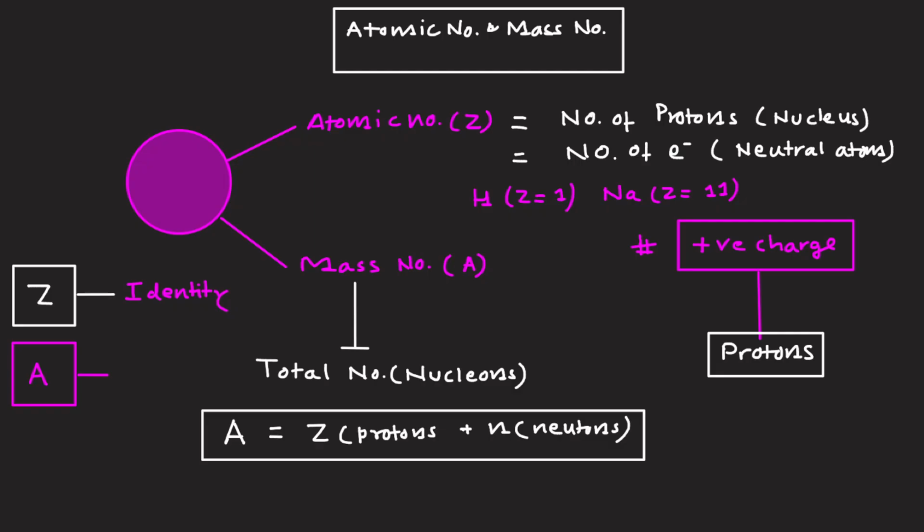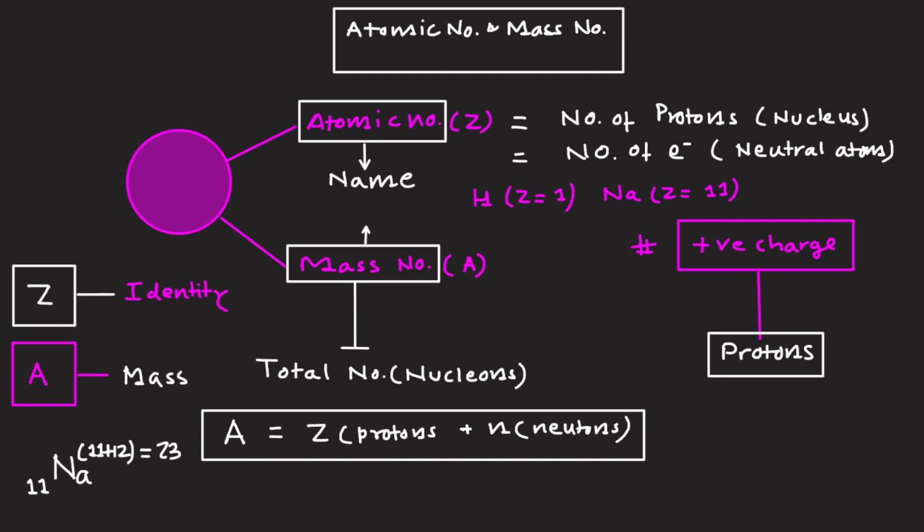For example, sodium will have 11 and 23 as the representation of those numbers, and has 11 protons and 12 neutrons. Thus, atomic number gives the element's name and the mass number reveals its weight, and both of them together, they form the foundation of atomic structure.